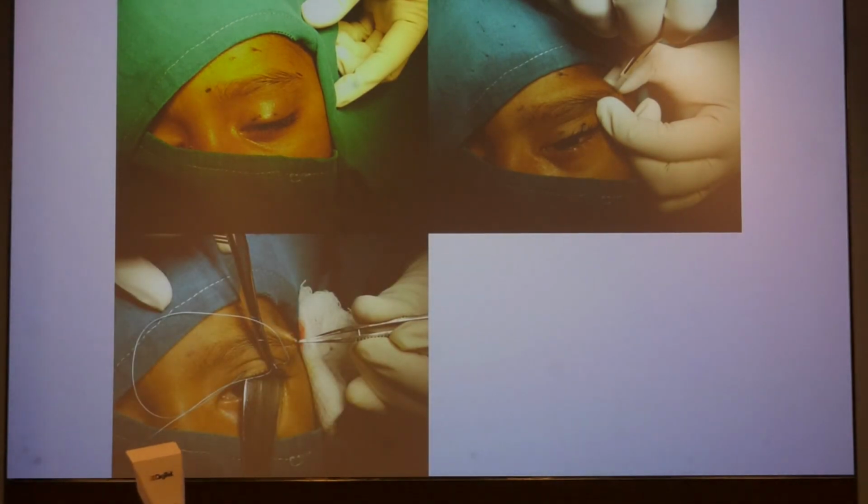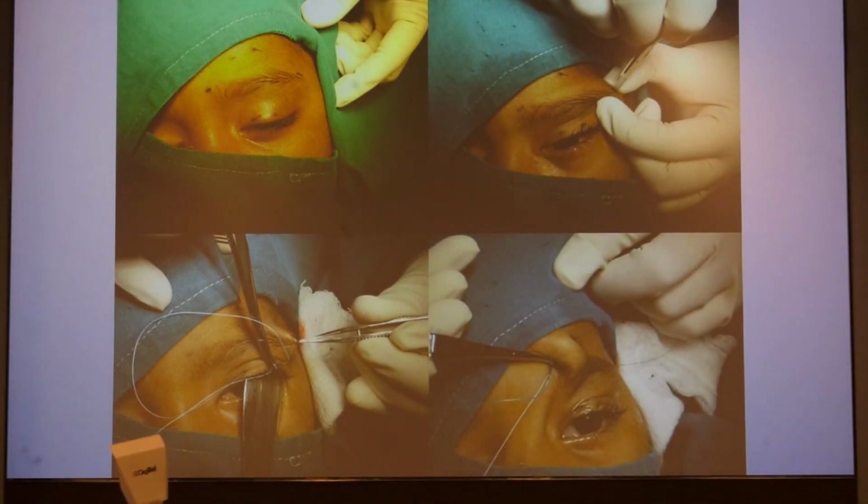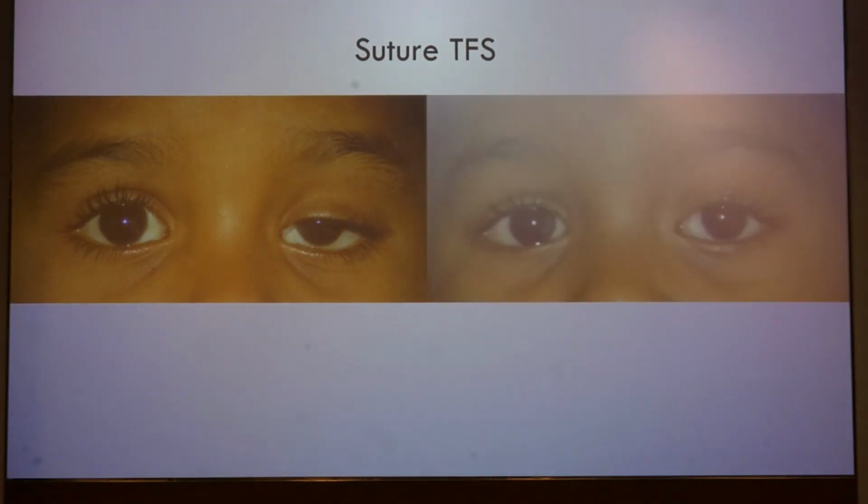And I use Ethibond suture, either 3-0 or 4-0 as per the age. It gives a very good correction with very acceptable cosmetic results. If we want to do a tarsofrontal sling, it's just like the Fox pentagon, but the incision is just a single one, so we can avoid the forehead incision. So it gives very good results with good cosmesis.